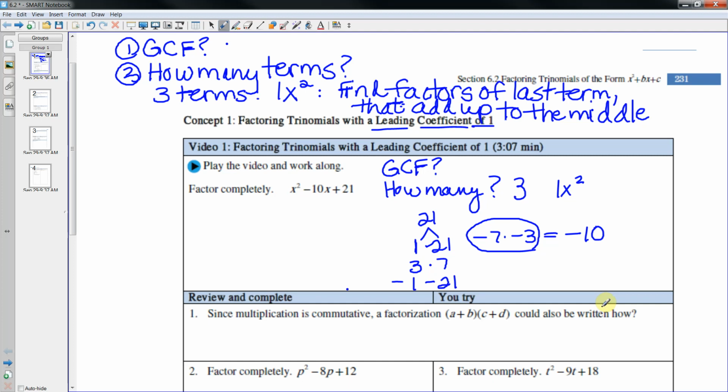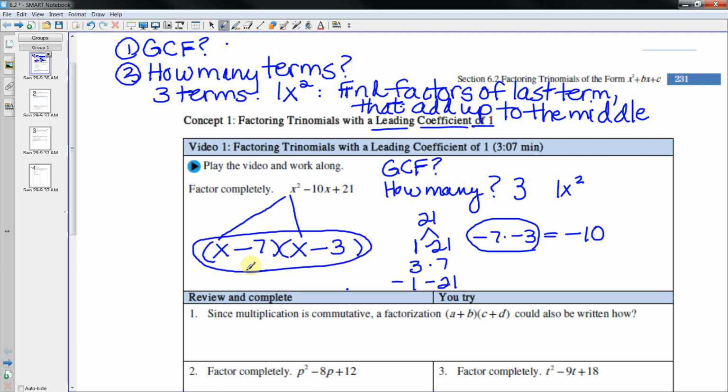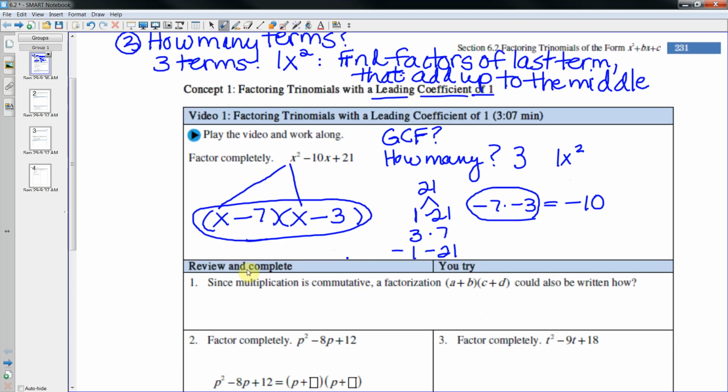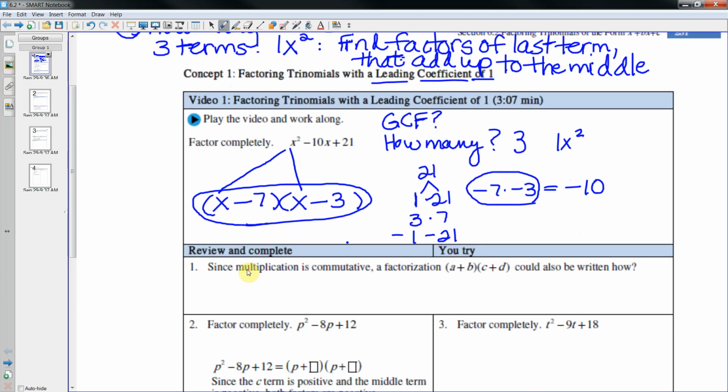Now, to write the answer for these trinomials, make 2 parentheses. They're going to have binomials in them. Your x squared gets split up into x times x, and then your factors that you found in your list that work, minus 7 and minus 3, go in the parentheses. And there you go. There's my answer. So we can find factors of the last term that add up to the middle, make a list to do that. It's very helpful to make that list.